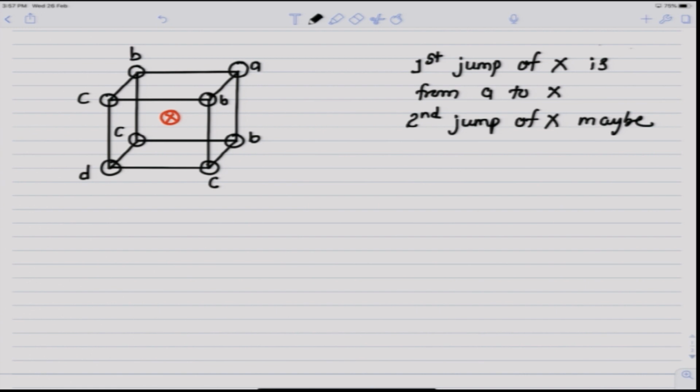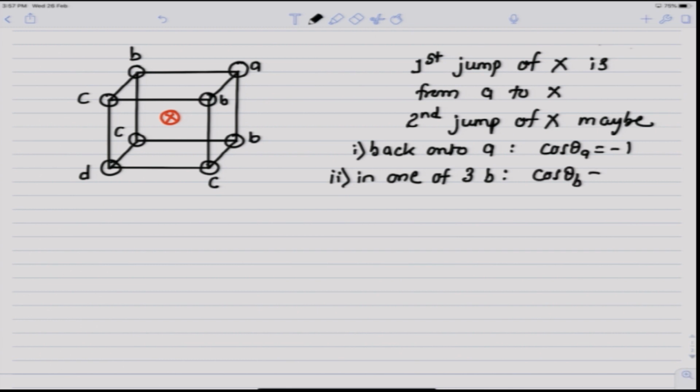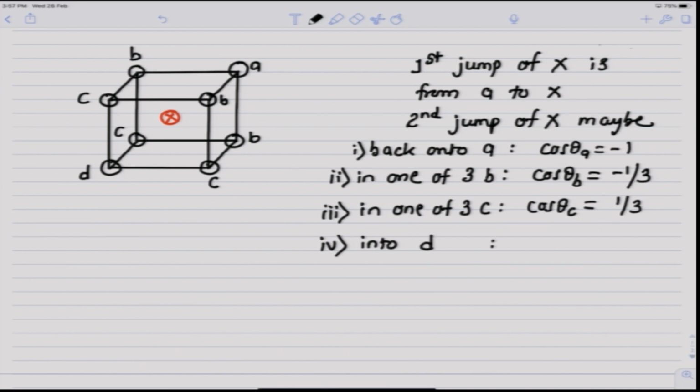So, the second jump of X may be back onto site A, in which case cos theta A is equal to minus 1, or it can be in one of the 3 B type of sites, for which cos theta B is equal to minus 1/3, or it can be in one of the 3 C type of sites, for which cos theta C is equal to plus 1/3, or it can be into site D, and cos theta D is equal to plus 1.